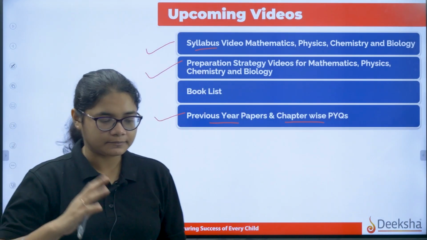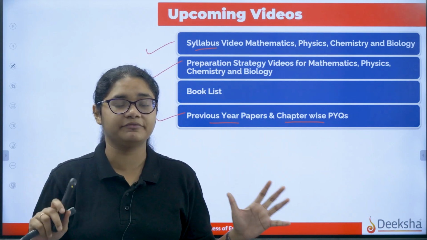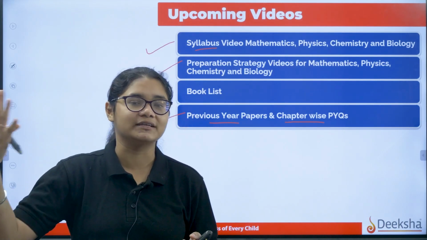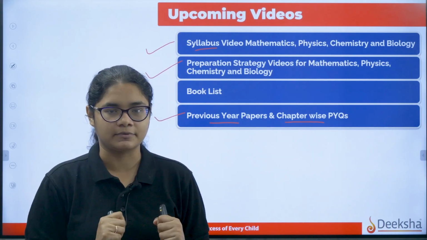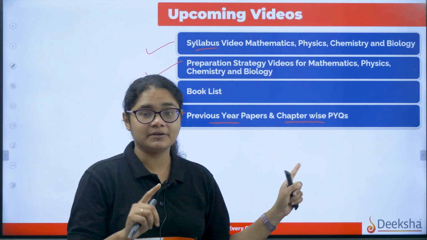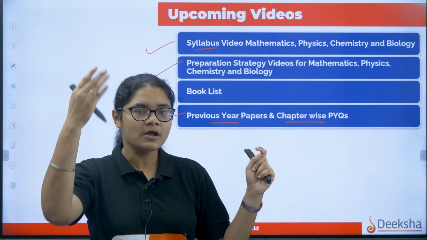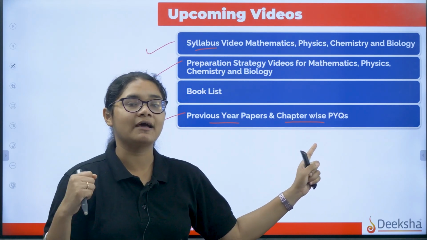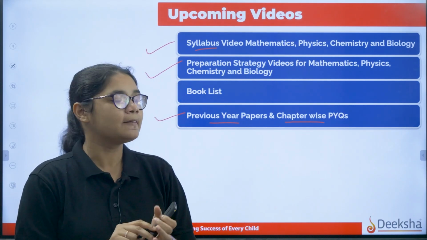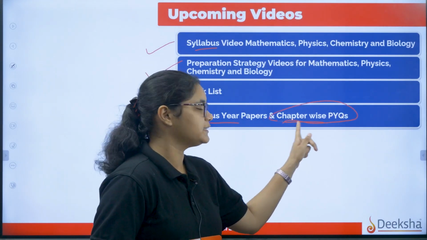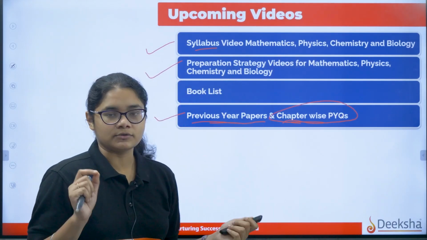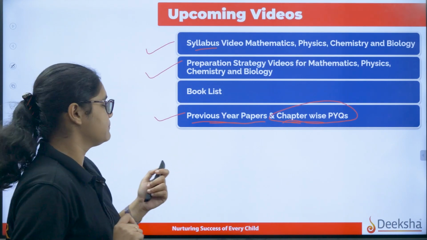Next, previous year papers and chapter wise PYQs. Yes, the PYQs or previous year papers can tell you which type of questions are asked from a particular chapter, right? So we'll be discussing the chapter wise PYQs. Once a chapter is completed, the last 6 years chapter wise PYQs will be done. Then you will have confidence that if you are able to solve it, then if such a question comes in the exam, you will be able to do it. Okay, and the whole previous year papers will also be solved in this channel only.